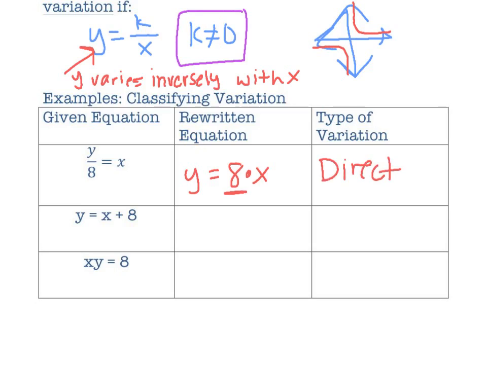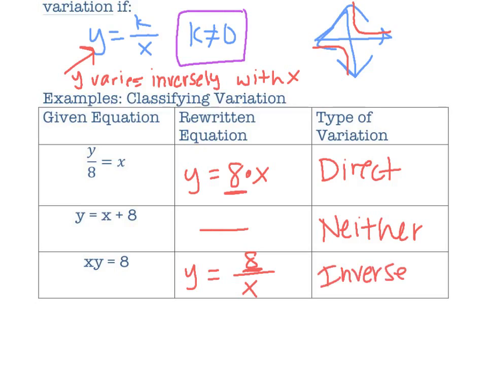This next equation is already in a form starting with y equals. However, it cannot be written as a product or a quotient involving k, and so this would be neither. And finally, this example right now is x times y equals 8, and I would rewrite this as y equals 8 divided by x. So again, here's my constant k, which is 8, and so this would be an example of inverse variation.